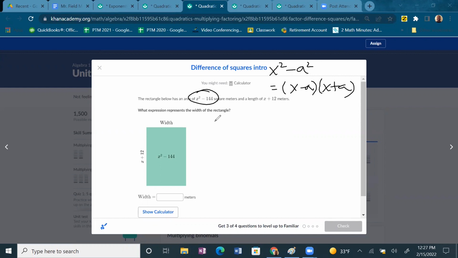How do you know when you have it? When you have a binomial. So first of all, it's a binomial.